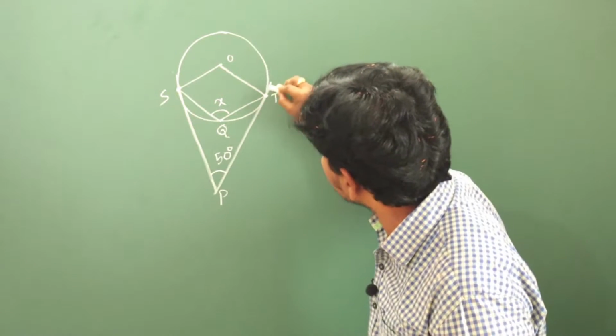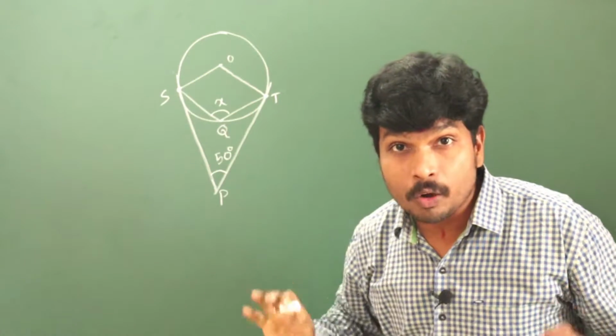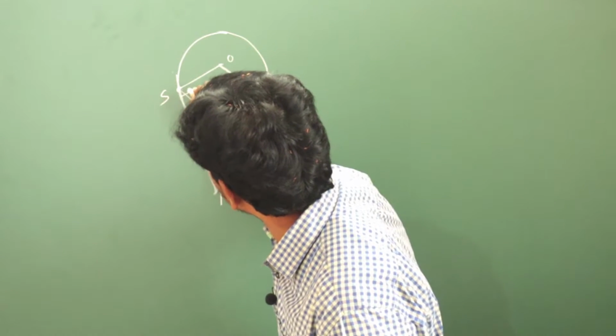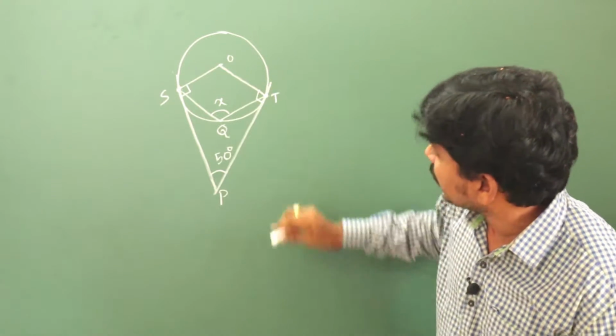Okay, it is the tangent. The angle between tangent and radius is how much? Because it is the radius, it is the tangent. Here your angle is 90 degrees. And here also your angle is 90 degrees.